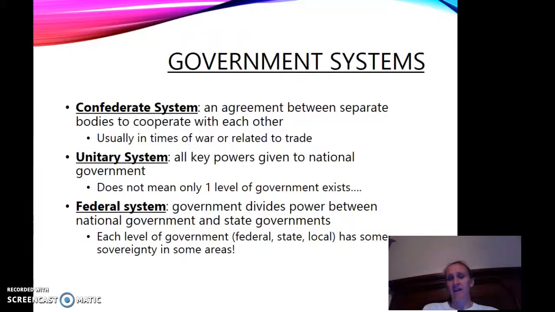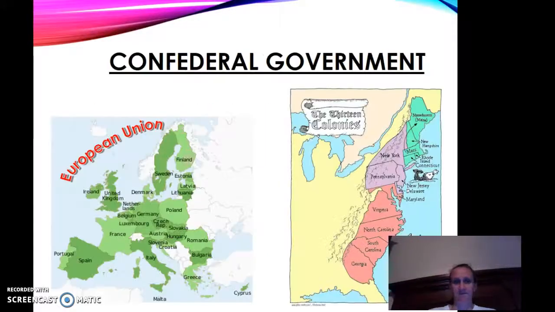Unitary government is exactly that. Look at the very first part of the word, uni, one. It's one system. All the key powers are given to the national government. It doesn't mean that we won't have different levels of government, but it's all national government, and that's what we look at. Then there's the federal system of government. We're familiar with that mostly because that's what our system is, but government divides its power between the states and the national government. States can also create local governments, and each level of government in a federal system has some type of sovereignty in specific areas. Again, when we talk about federalism, that will be a deeper discussion, a more in-depth conversation.